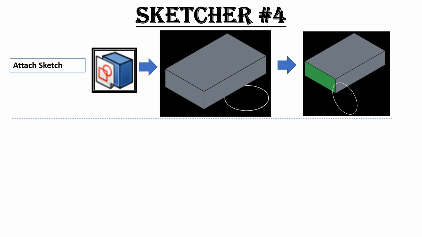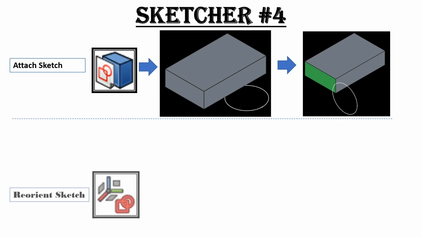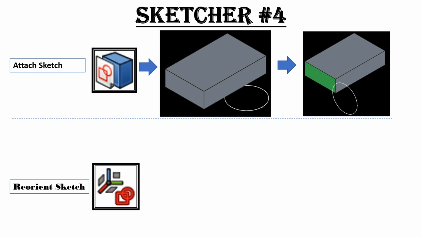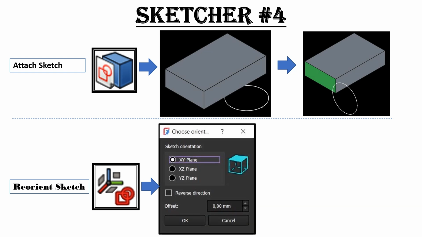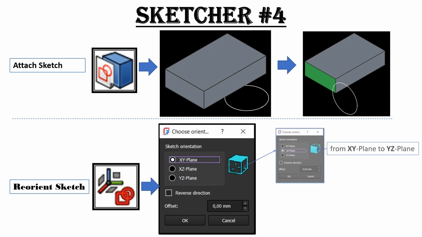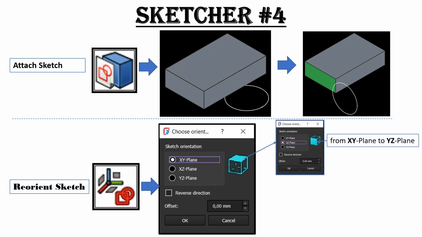On the upper part of the diagram, the sketch is detached from the XY plane and attached to the front surface of the part. On the lower part of the diagram, you see the change of the sketch orientation from XY plane to XZ and YZ plane. With this sketch orientation tool, you have the possibility to change the direction of the sketch, and also to offset the sketch, meaning move the sketch parallel to the sketch plane.